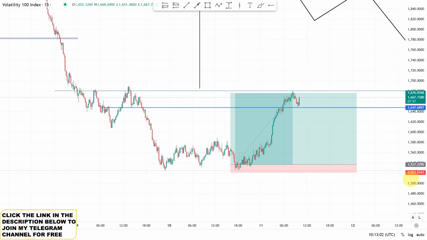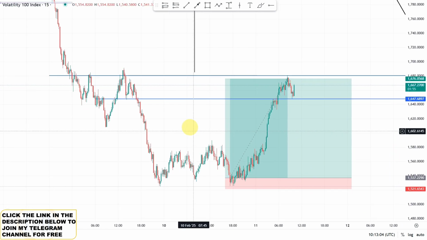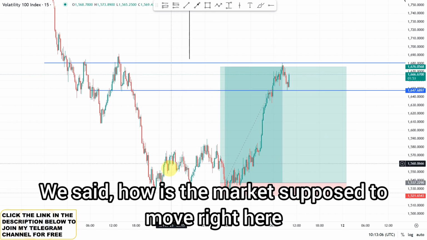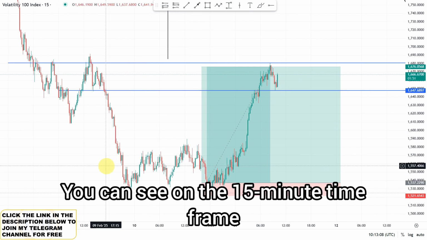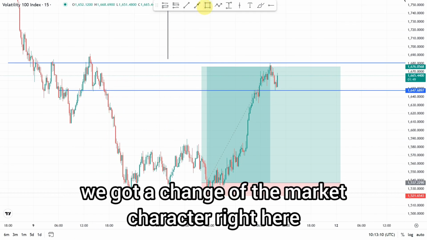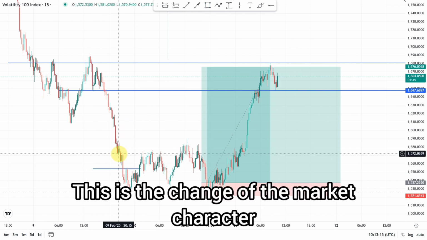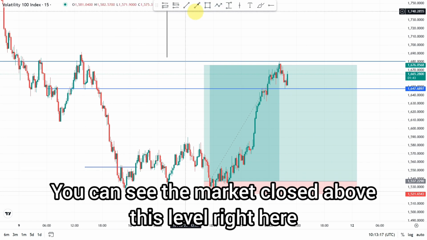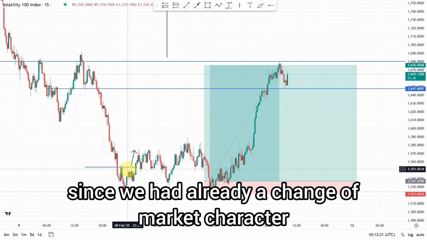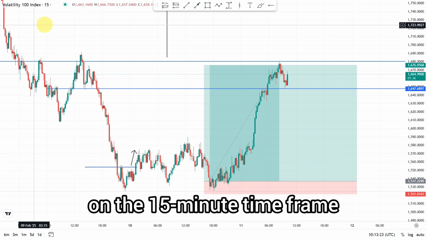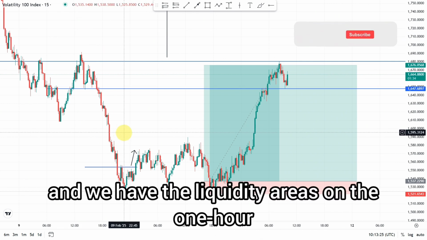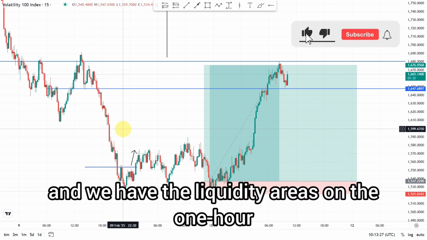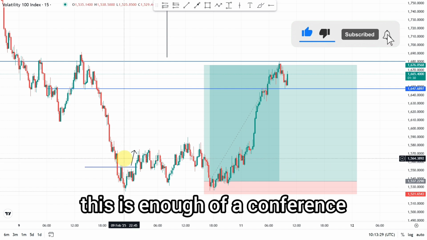All right. So on the 15-minute time frame right here, we said, how is the market supposed to move right here? You can see on the 15-minute time frame, we got a change of the market character right here. This is the change of the market character. You can see the market closed above this level right here. So we said, okay, since we had already a change of market character on the 15-minute time frame, and we have the liquidity areas on the 1 hour time frame, okay, this is enough of a confluence.